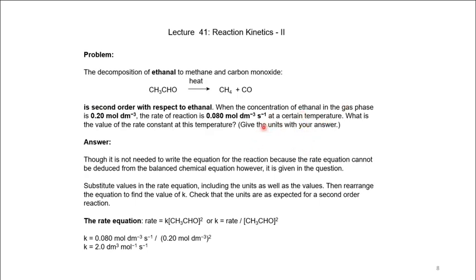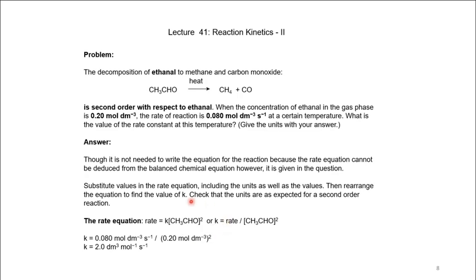Okay, we have to remember that we have to give the units in the answer. As I said at an earlier stage, we have to be very careful to present our data with proper units. So the rate of reaction: rate is equal to k times the concentration of ethanol, as it is a second order reaction.